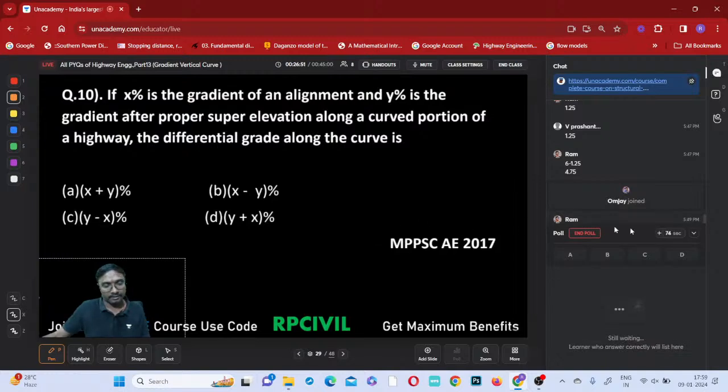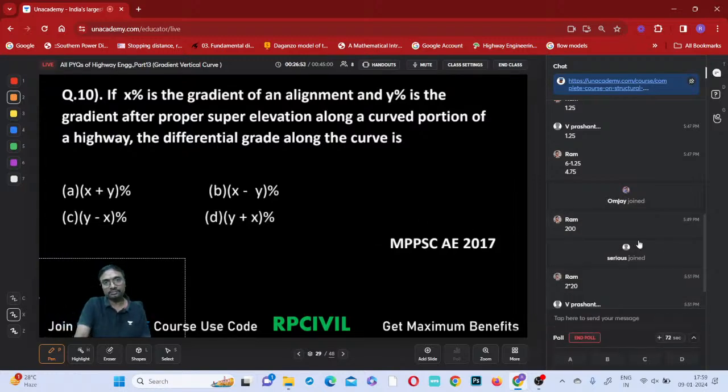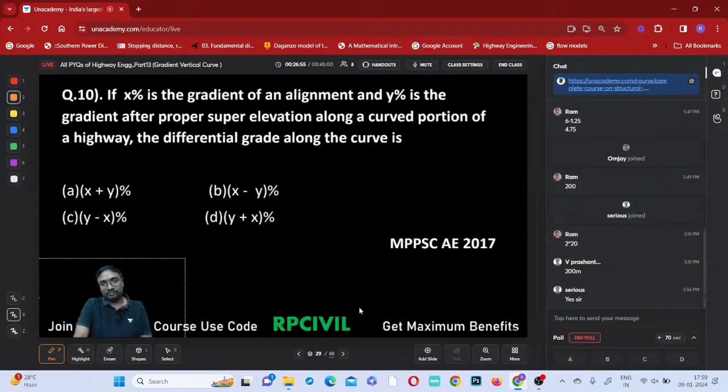Select the answer for the question. Read the question carefully: what is given and what is asked, what is X, what is Y. Observe carefully and select the answer properly.